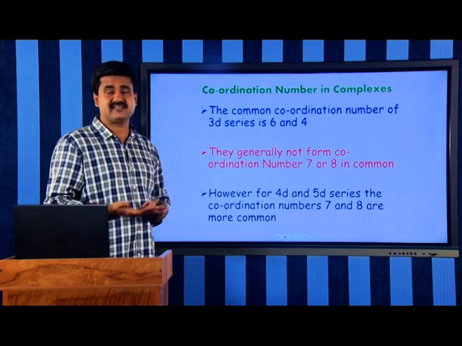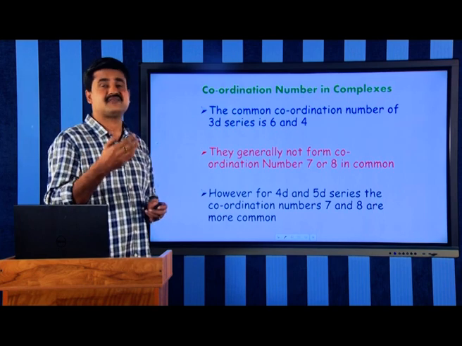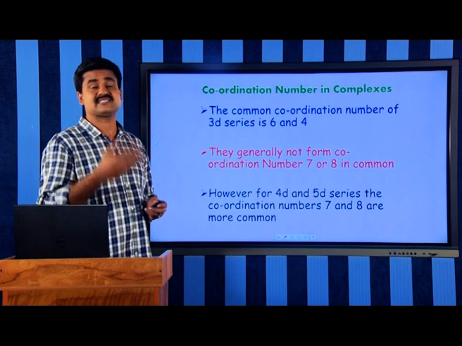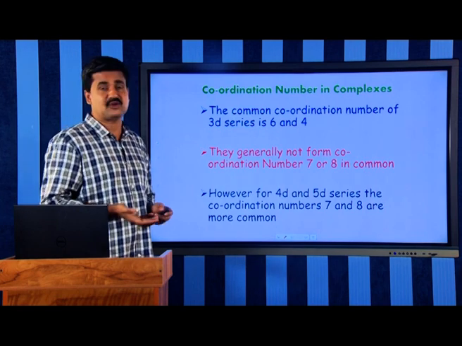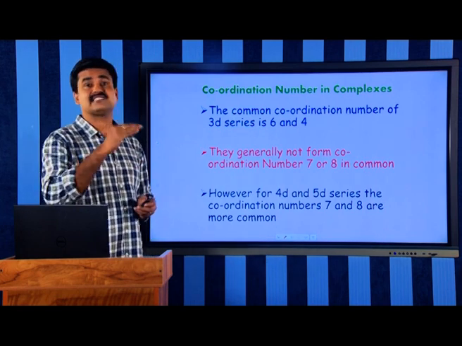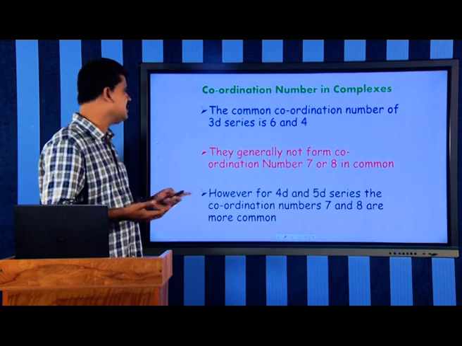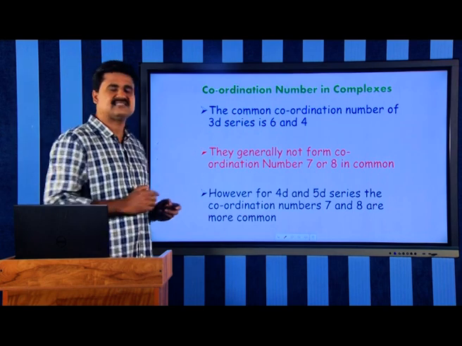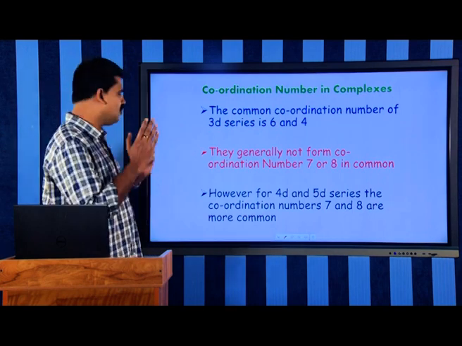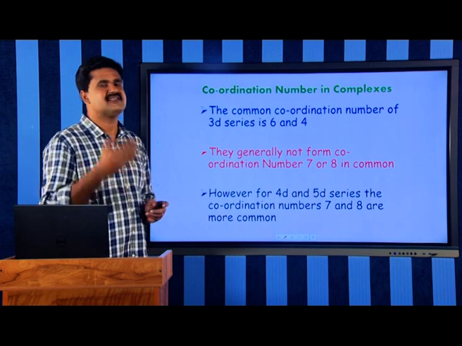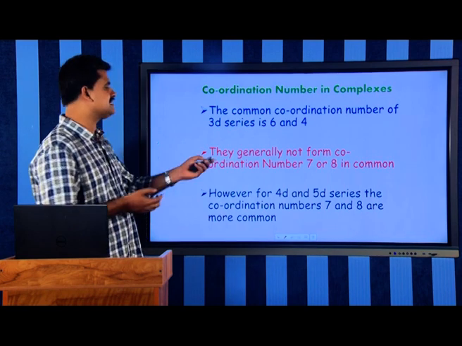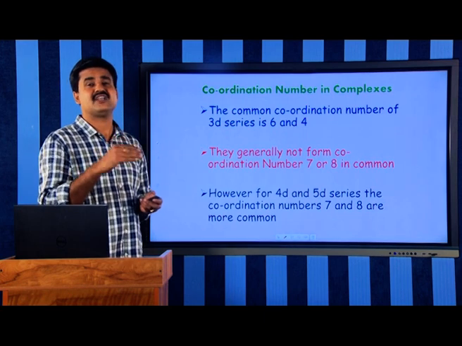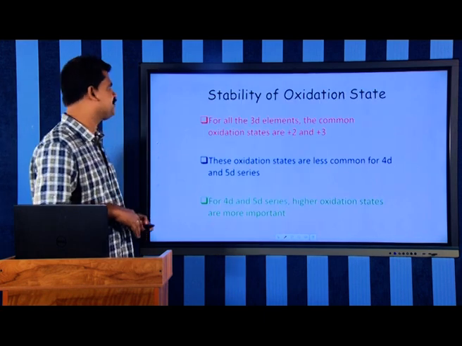That is, we are familiar with the fact that the 3d series of elements form tetrahedral complexes with coordination number 4, square planar complexes with coordination number 4, and octahedral complexes with coordination number 6. That is more common for the 3d series. However, they generally do not form higher coordination numbers such as 7 or 8. But moving on to the 4d or 5d series, we can see higher coordination numbers such as 7 and 8. They are more common compared to 6 and 4 in the 3d series.